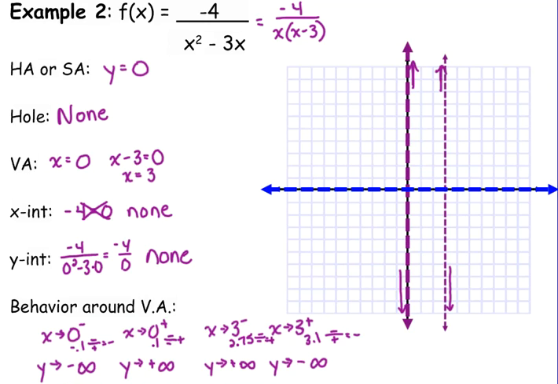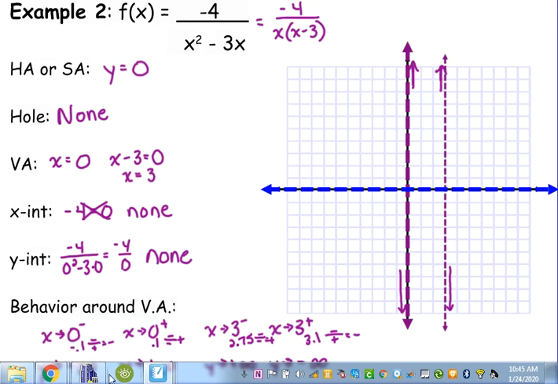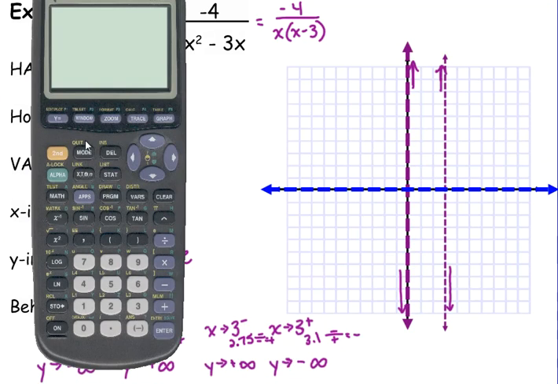Now, we didn't have any x-intercepts, we didn't have any y-intercepts, we didn't have any holes, so we don't have any other points on our graph here. Let's go to the technology and get some more detail about our graph here. -4 over x squared minus 3x. Yes, I factored it, but it didn't simplify, so there's no point in typing in the other equation.